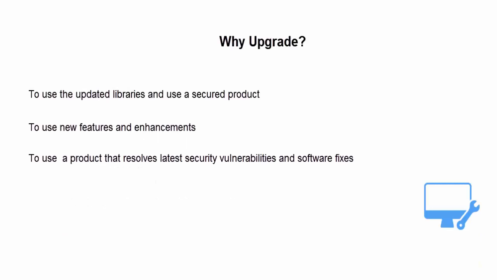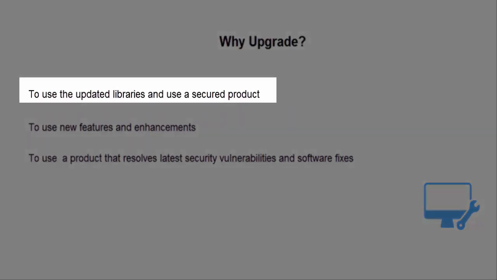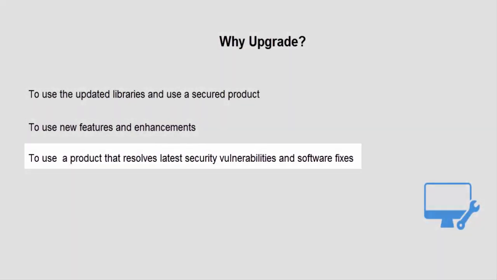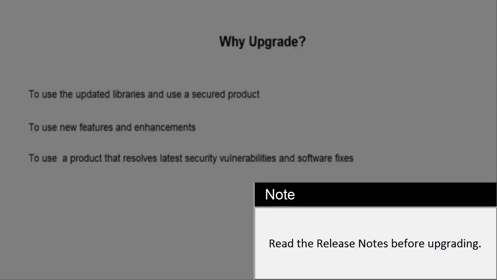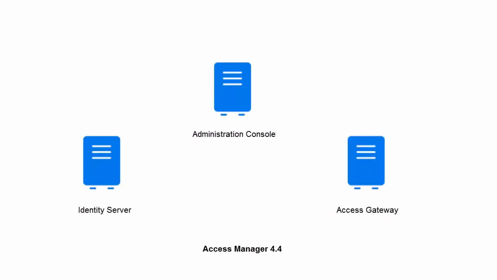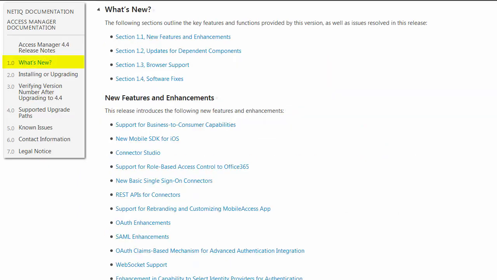We find a need to upgrade to use an updated product and utilize its new features and enhancements. To understand what is new, enhanced, or fixed in a specific release, you must refer to the release notes of that release. For example, if you are working on Access Manager 4.3 and want to know about the few enhancements in the 4.4 version, you can check the details of the enhancement and what is added in the latest release.